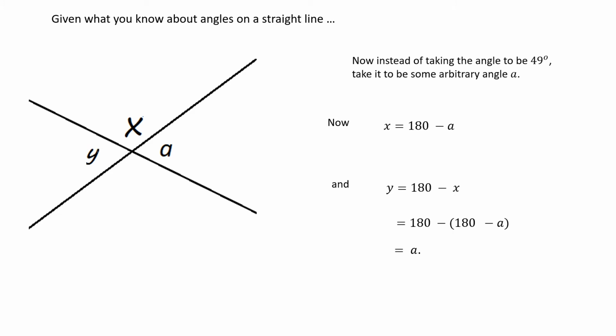If x would be 180 subtract a, then y would be 180 take away x, because again it forms a straight line. And then if we replace x in this equation with the previous equation, we end up with 180 subtract (180 subtract a). The 180s cancel, and we have minus negative a, or minus minus a, which gives plus a. So we see that the angle y is indeed equal to the angle a. So vertically opposite angles are equal. And this was first shown to be true by Thales.